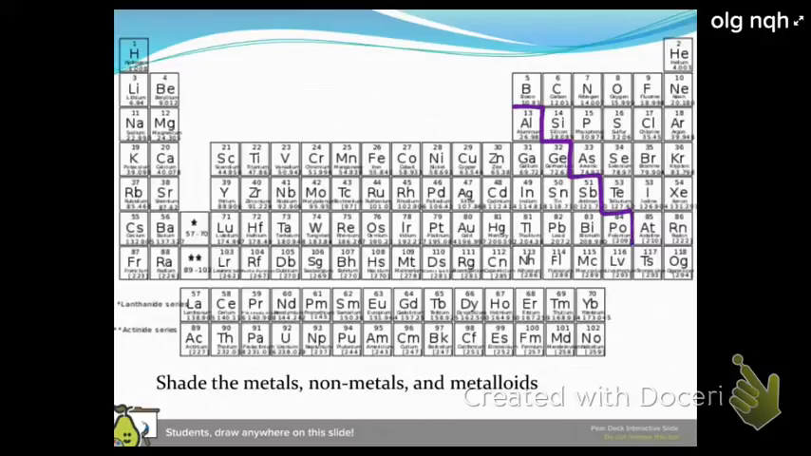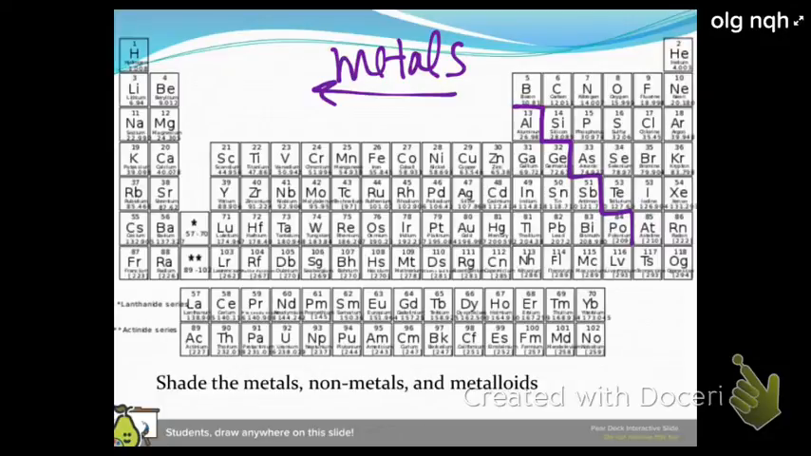Okay, so I would go ahead and draw that stair step on there just to give you a clear, definitive line. This is what it would look like if you had to give a clear yes or no on metals or nonmetals. So in general, metals are to the left of the stair step. There's one exception to that. What is it?